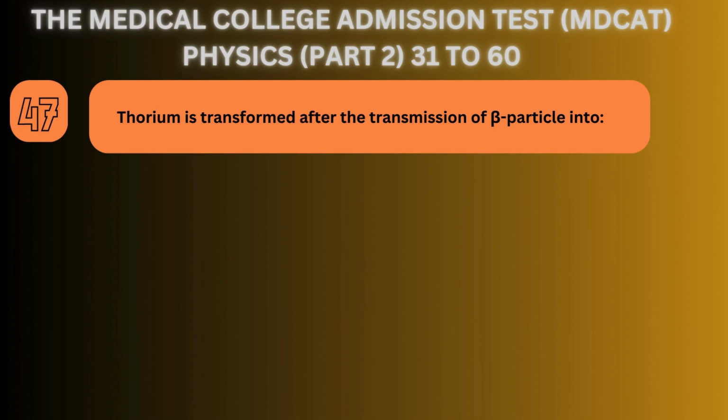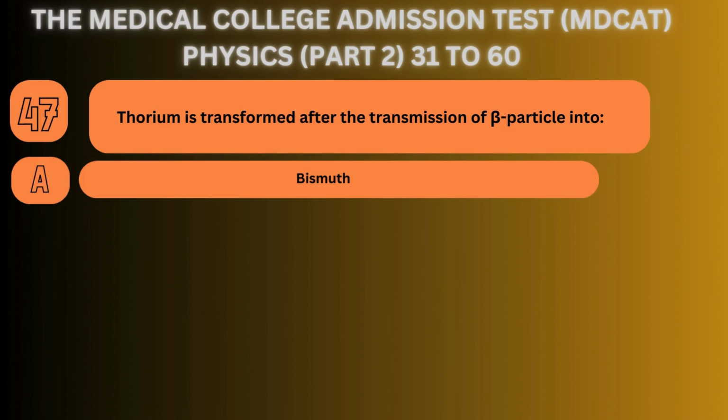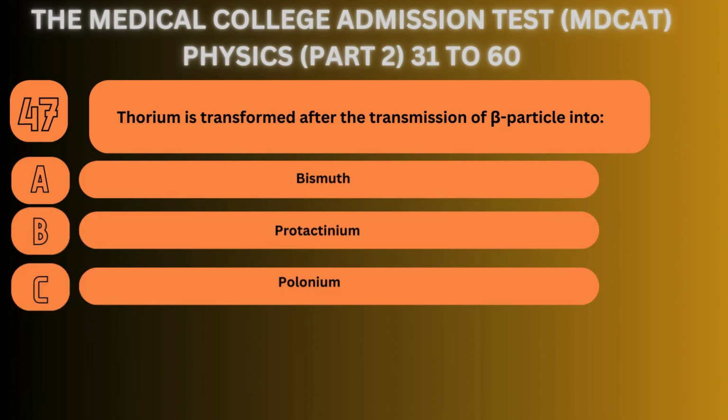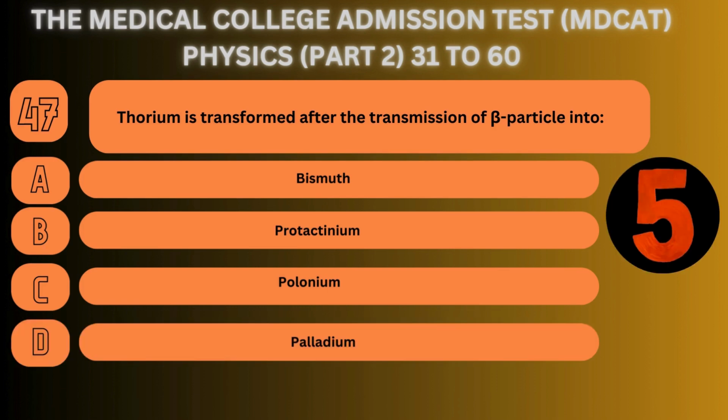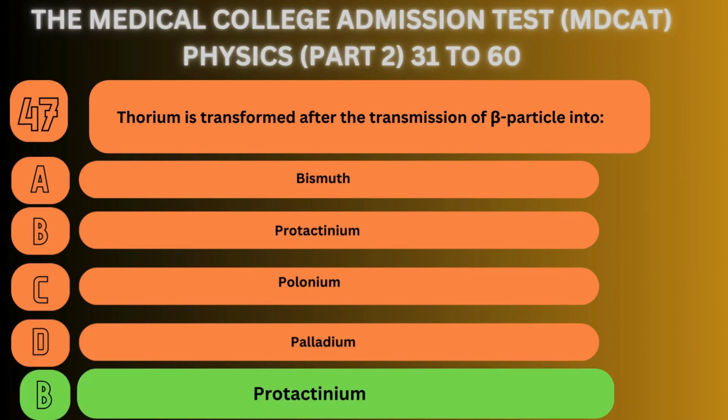Question number 47. Thorium is transformed after the emission of a beta particle into? Option A, bismuth. Option B, protactinium. Option C, polonium. Option D, palladium. 5, 4, 3, 2, 1. Correct option is B, protactinium.